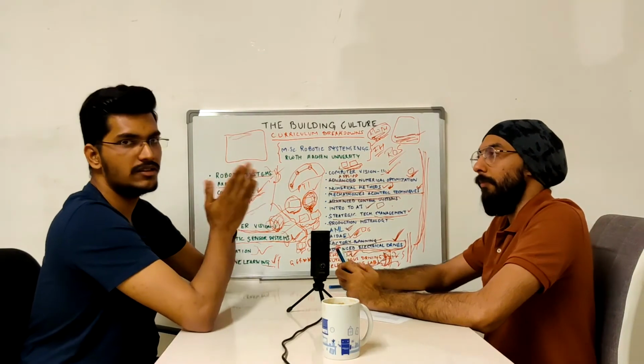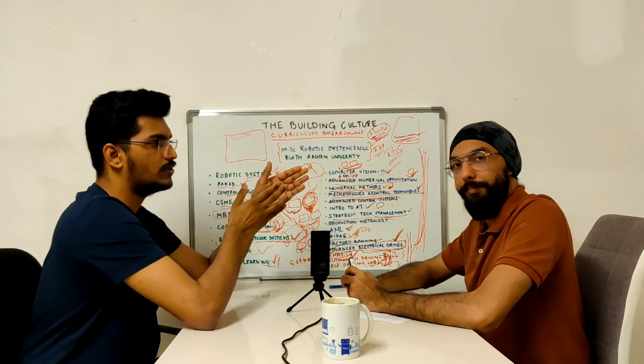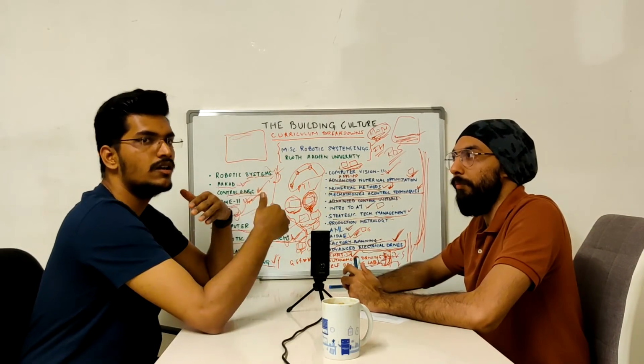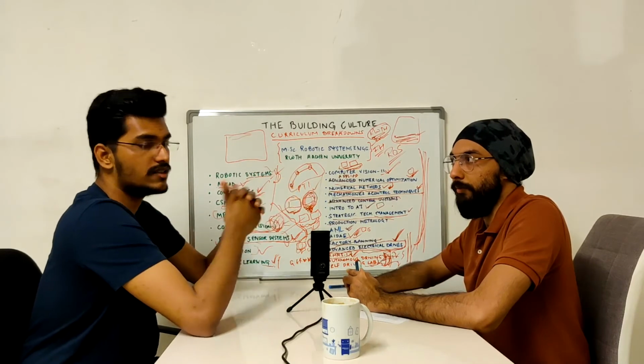In Germany, the education system is broken down into two types of universities: technical universities, and universities which are concentrated more on the theoretical and research-oriented side.